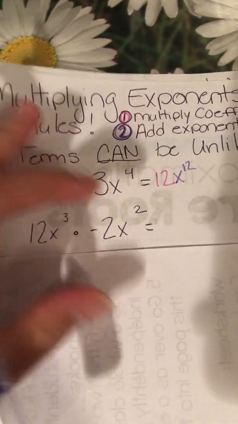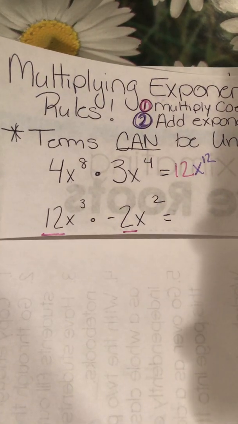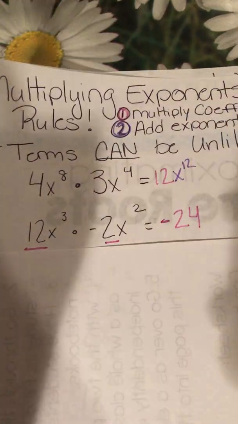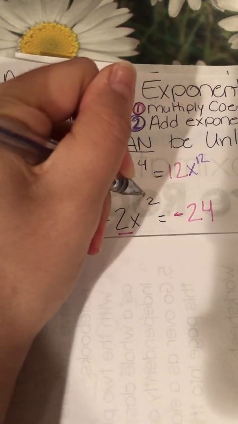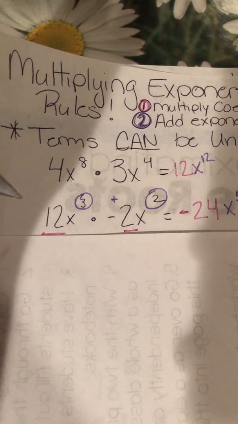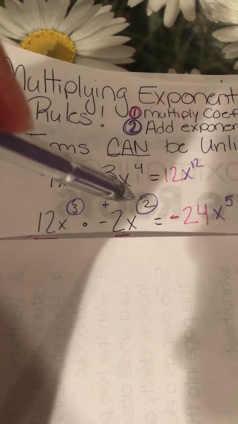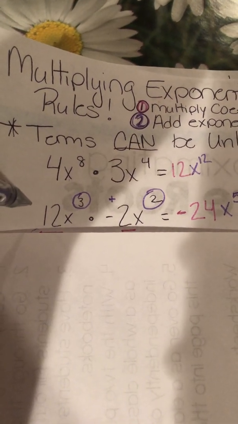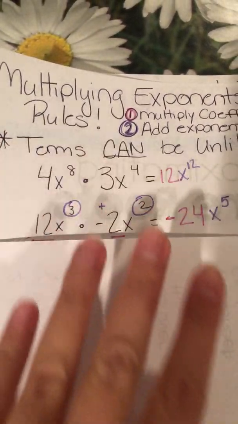Let's move on to the second. So I'm going to multiply my coefficients. 12 times negative 2 is negative 24. And I'm going to add my exponents. I have x to the 3rd and x squared. I add them. 3 plus 2 gives me x to the 5th. So, multiplying the coefficients to get negative 24, adding the exponents to get x to the 5th, 12x to the 3rd times negative 2x squared gives me negative 24x to the 5th.